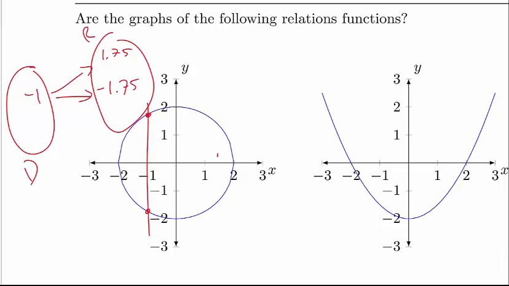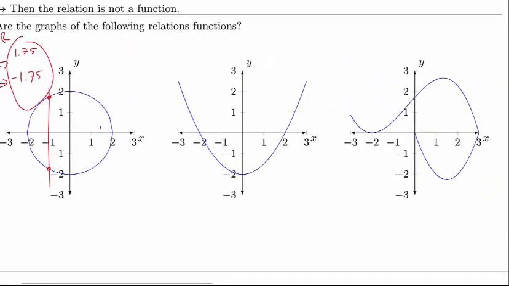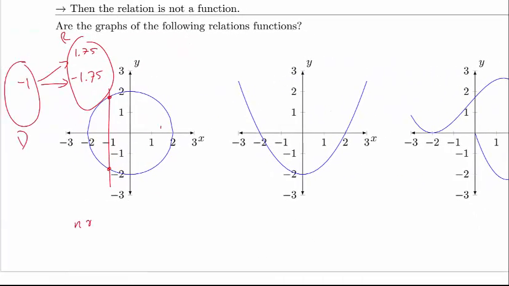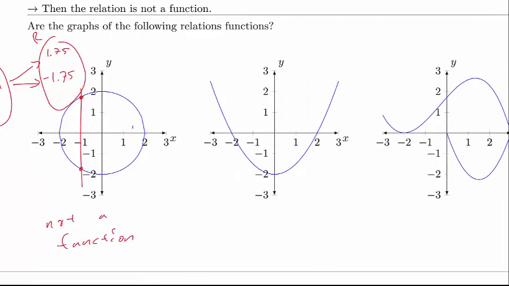Right? We have the same element in the domain getting mapped to two different elements in the range. So thus this is not a function. Alright, so let's go ahead and write that in. Not a function. Alright, here, note, it doesn't matter where I draw a vertical line. I'm only going to intercept at most one point on the graph, so this is a function.